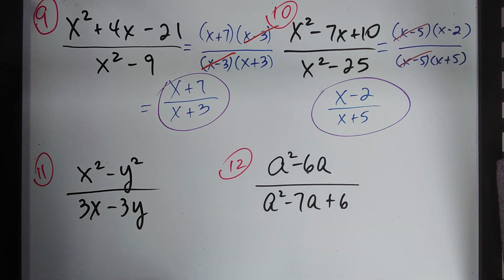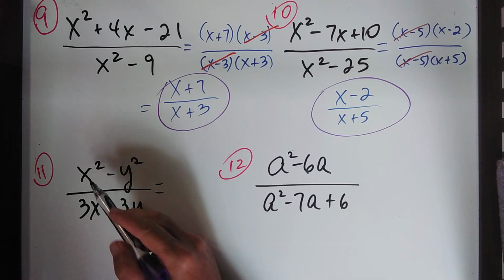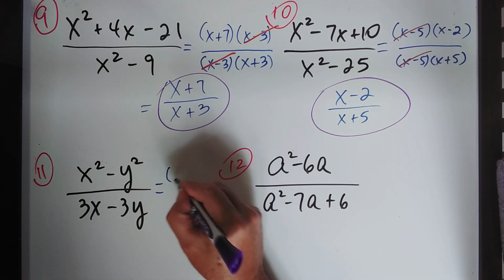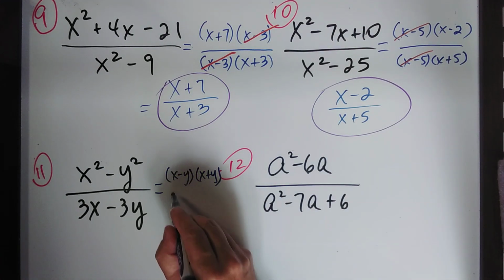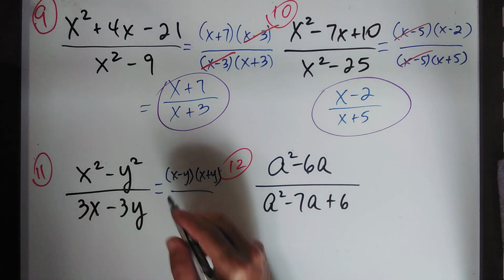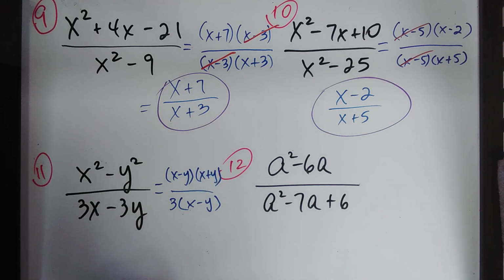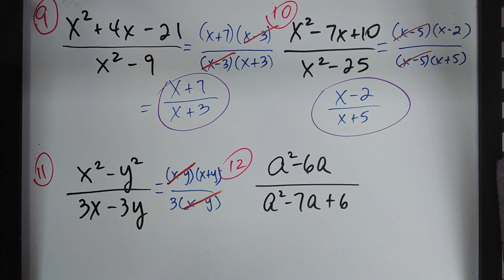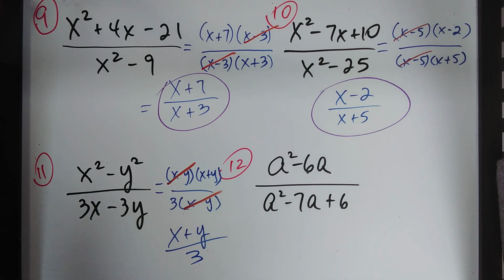What about this one here? I have a difference of squares, right? So they both got square roots, right? So it'll be x and y, so it'll be x minus y, x plus y. And then this one is the common factor one, so it'll be 3 parentheses x minus y. And now we take out the x minus y. And whatever is left is going to be my answer. So what is left there? x plus y over 3. And that's going to be my final answer.